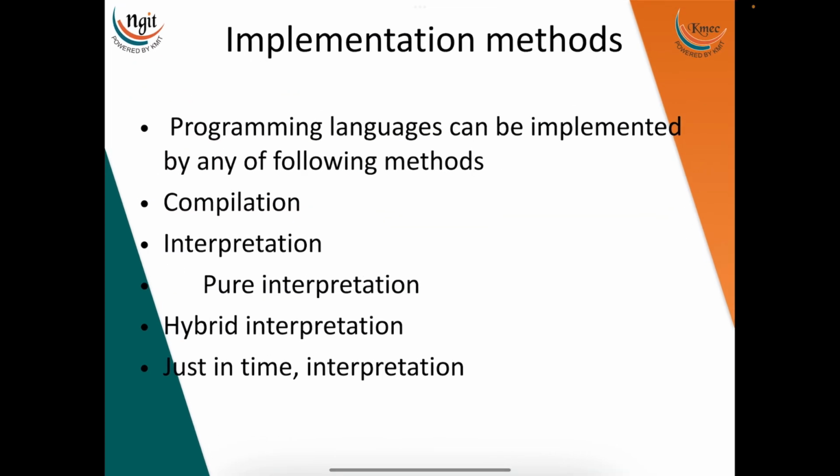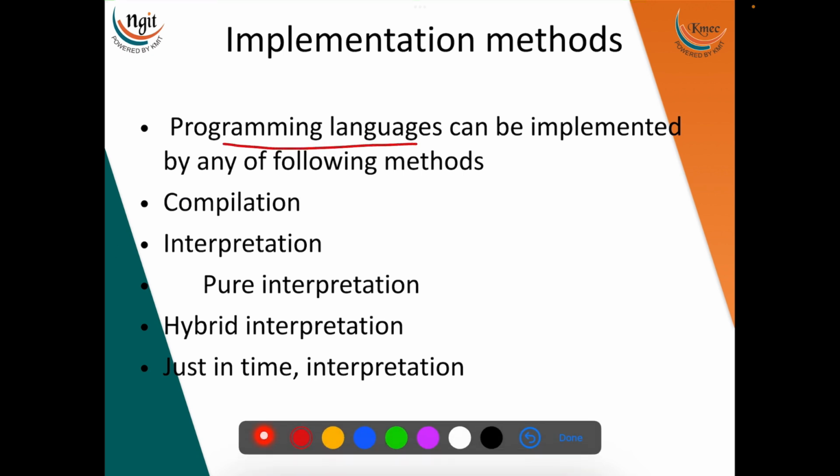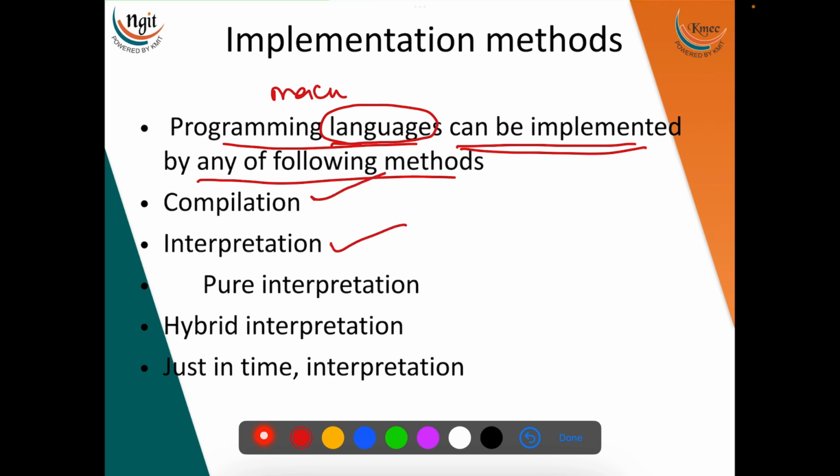So what implementation methods do we have? Programming languages can be implemented, or else the macro instructions you are writing using a language can be implemented, by any of the following methods: compilation and interpretation. What do you mean by interpretation? Compilation is what we'll see one by one. What do you mean by compilation? A compiler is a program which will convert user programs into machine code.